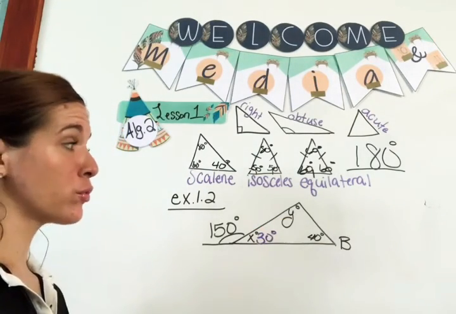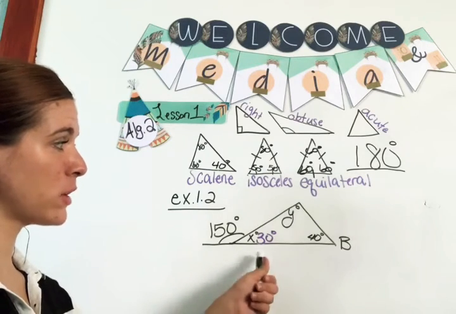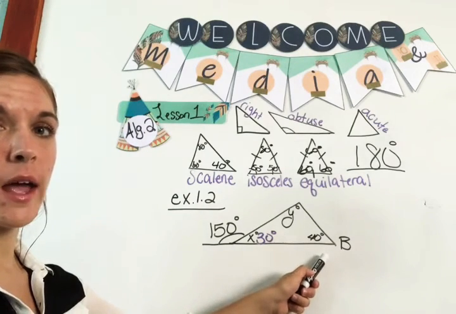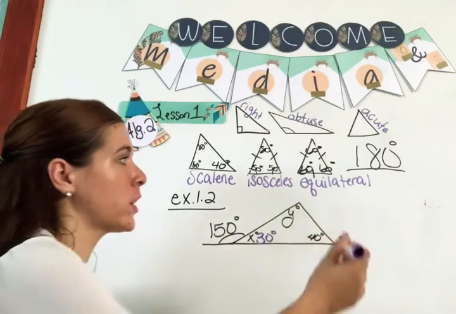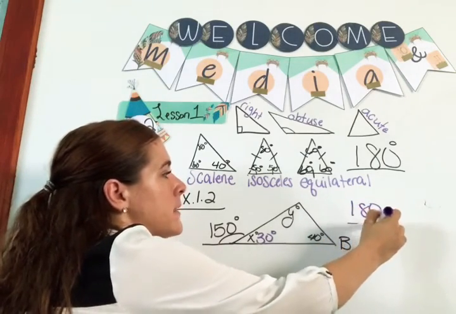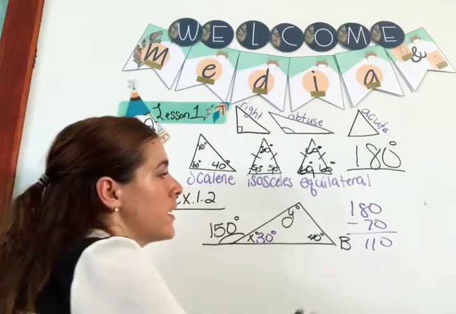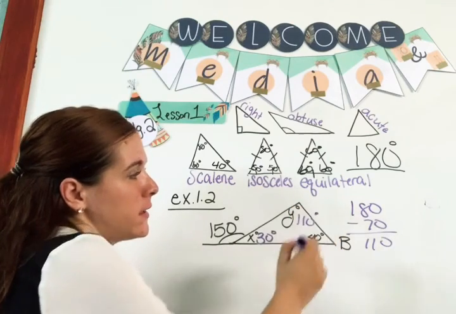Okay, so then it's really easy to find y, right? You have 30 here and 40 here. Okay, that's 70. So what are you gonna do? You're gonna go 180 minus 70 is gonna give you 110. So y is 110 degrees.